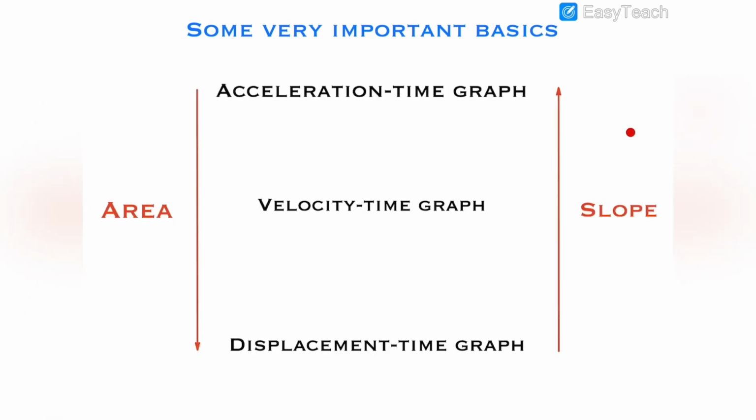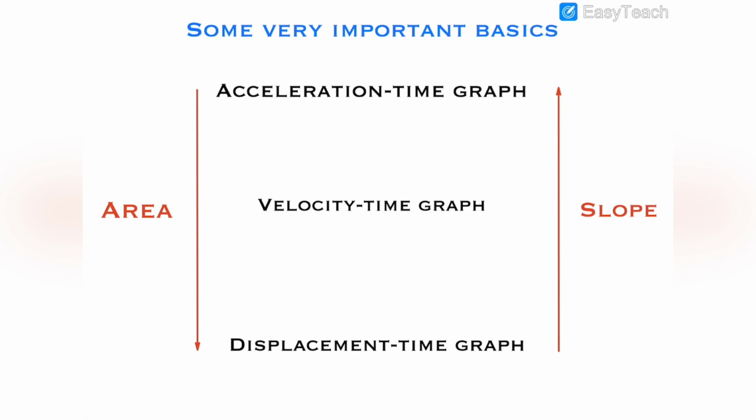we can memorize this concept very easily by drawing a hierarchy in our mind: on the top it is the acceleration-time graph, in the middle the velocity-time graph, and at the bottom the displacement-time graph. So if we need to find the velocity from the displacement-time graph, we need to go up and find the slope. And again, if we need to find the acceleration from the velocity-time graph, we again need to go up and find the slope.